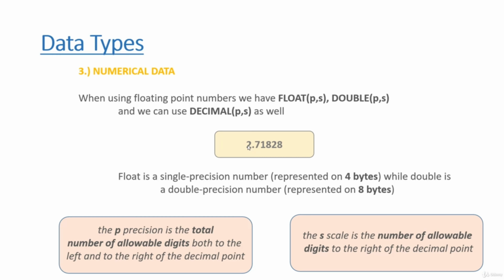If we are not bothering with the decimal point, because of course the precision is the total number of digits, no matter we are dealing with the integer part or the fractional part. So that's all about floating point numbers.